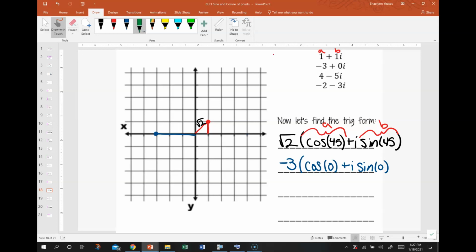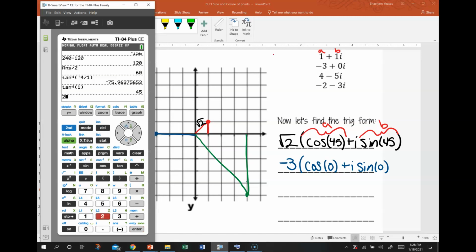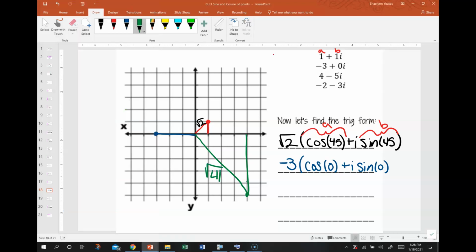Okay, let's do this next one. We're going to do 4 minus 5i. 1, 2, 3, 4. 1, 2, 3, 4, 5. So that's there. Here's my reference triangle. So my radius, or r, is going to be the square root of 4 squared plus 5 squared. So that'll be 25 plus 16. So that's the square root of 41. So that's me, square root of 41 times the cosine of, and we have to find this angle right here.